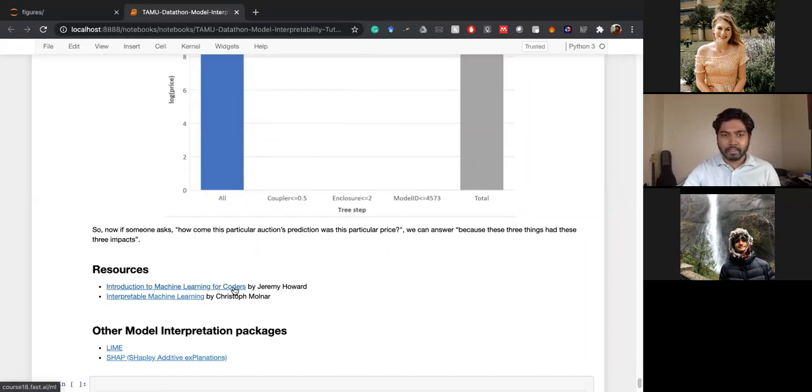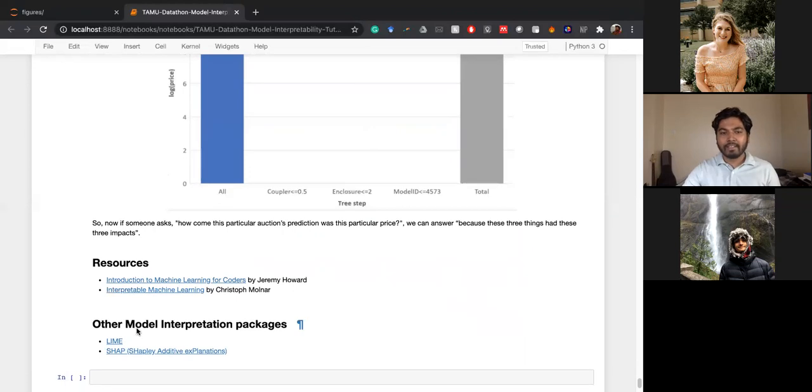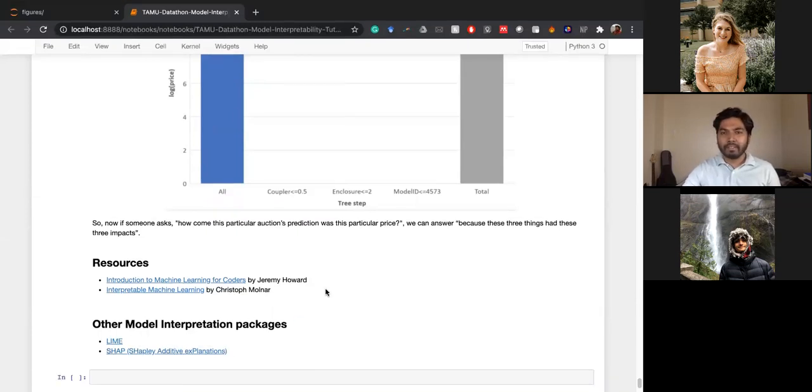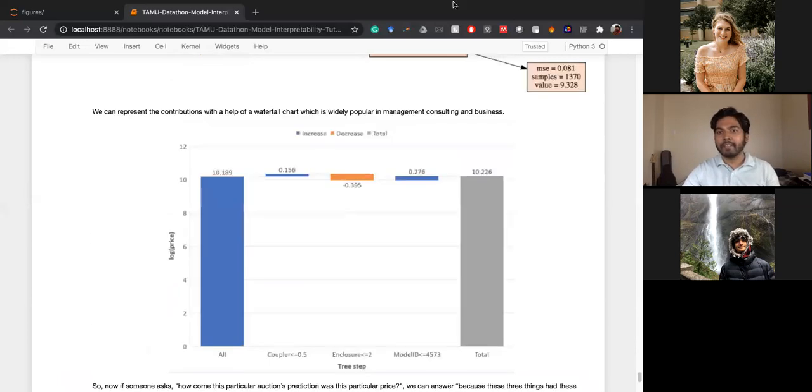So lastly, I have listed the resources here. This is the machine learning course that I mentioned at the beginning of the talk. And this is another book that you can go through, that covers a lot of the things in detail. And then there are other model interpretation packages like LIME and SHAP, which treat these different model interpretation techniques in a different way. But feel free to take a look at them. So that's all.